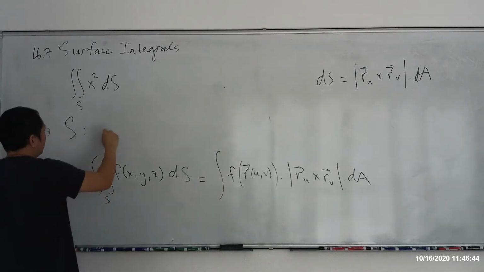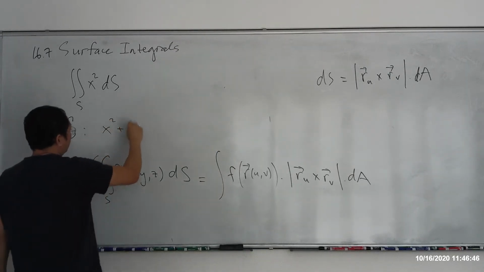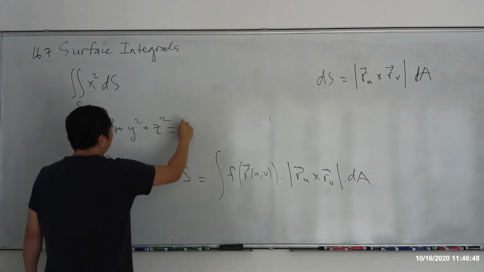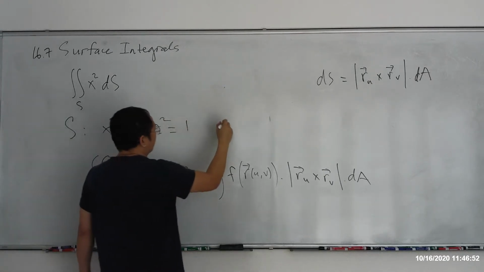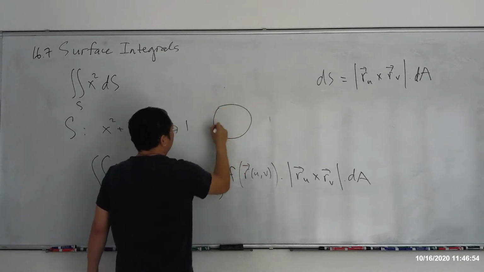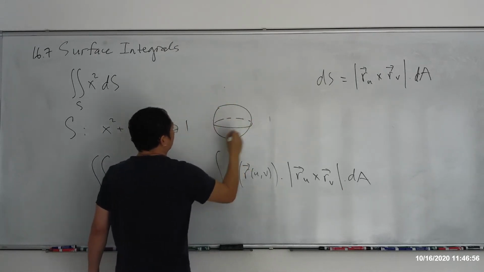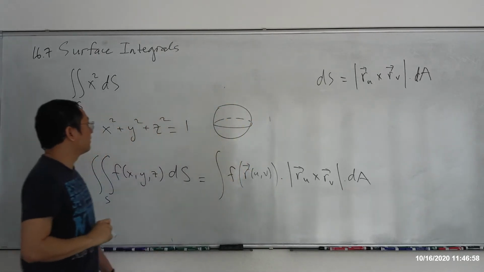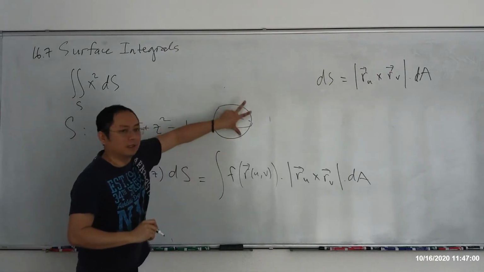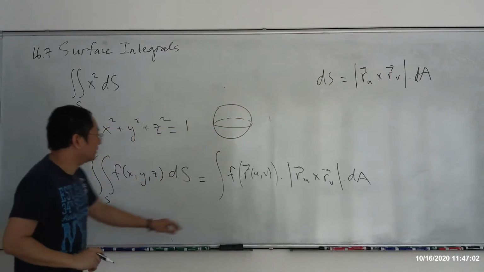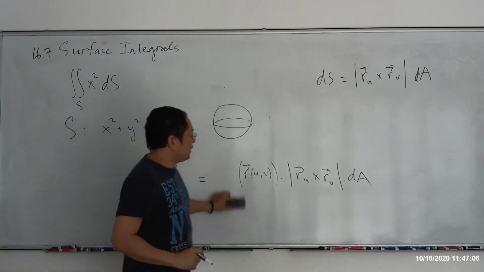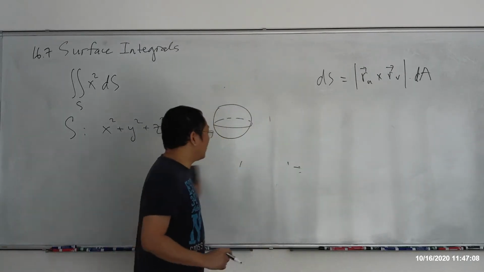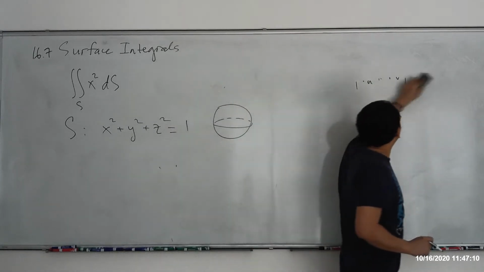So what is the surface S? x squared plus y squared plus z squared equals 1, and this one is obviously the sphere of radius 1. So S is that surface. Whenever you see a sphere, you should think that spherical coordinates are going to be helpful.